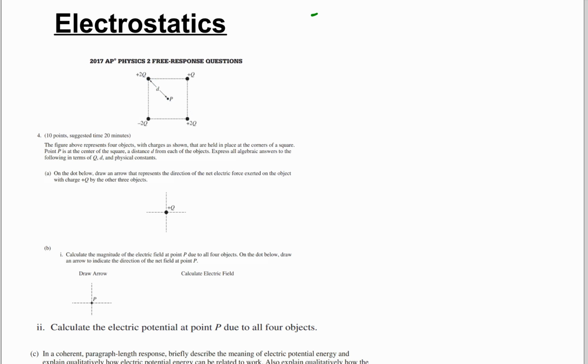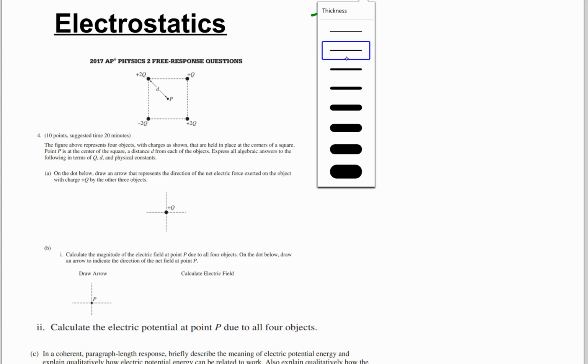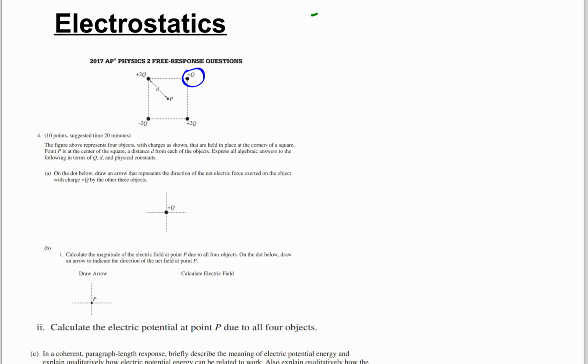Now from the other two, we're going to go away from the positive. So from this guy, it's going to go away from that and towards the negative. So we're going to have two going that way. They're going to add up and be like that. So this is going to be pointing that way.